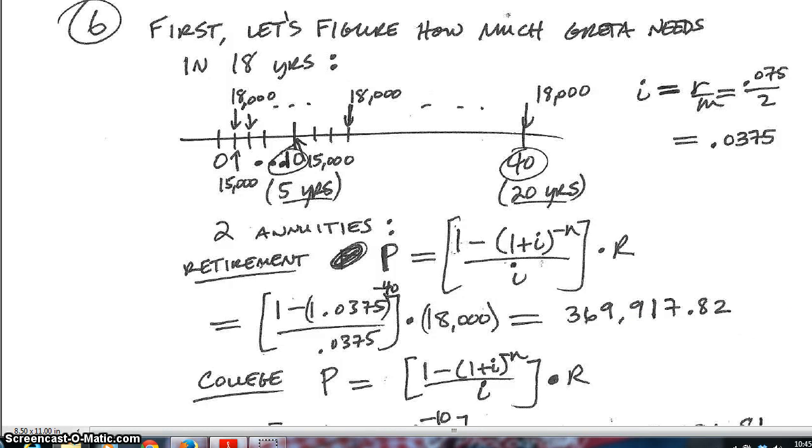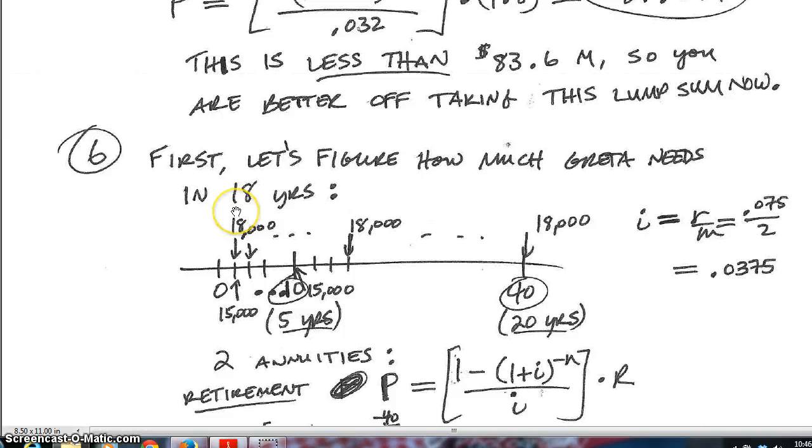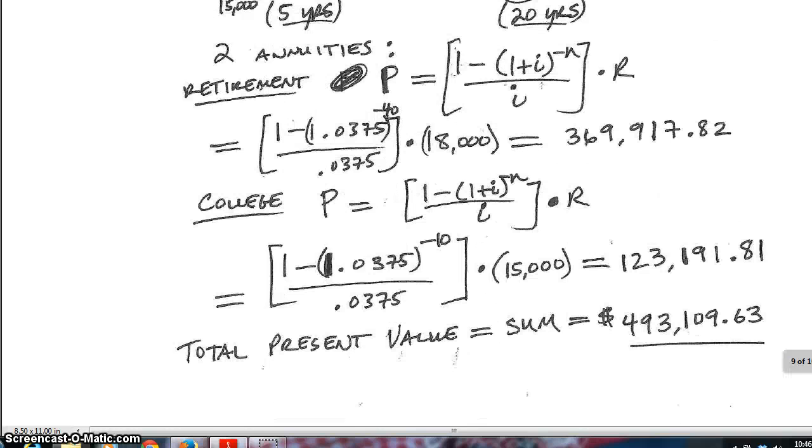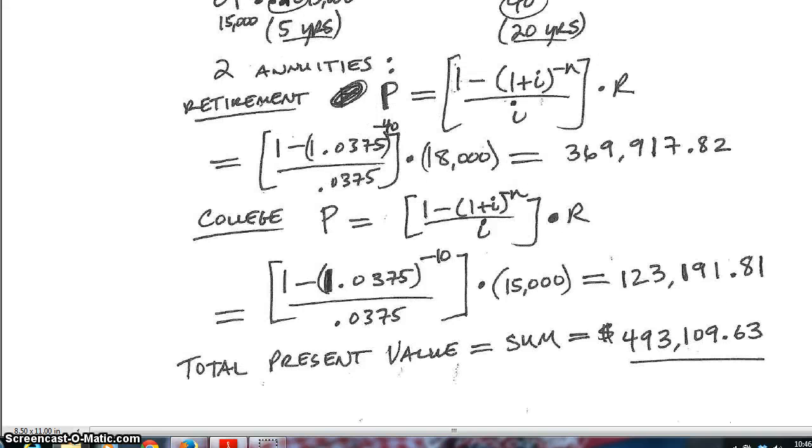So I'll let you look at that. You should understand by now where this formula is coming in. It's similar to the previous problem we just did. But we also have these $15,000 every 6 months for 5 years. And that's for the college, and that has a certain present value. Not as much as the retirement, but has a present value. The sum of those two, that's how much we need to have at the moment retirement and college starts. So the sum of those two is $493,109.63. So that's how much we need then.